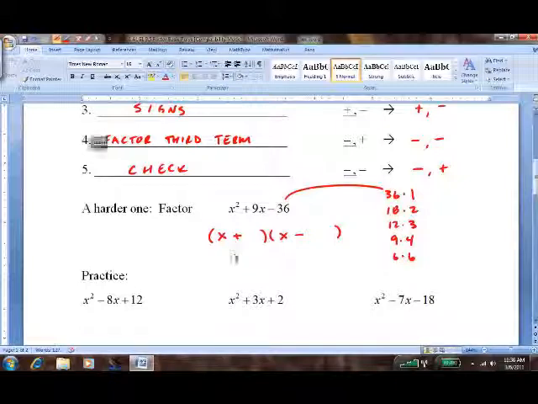Now since we have a positive and a minus here, they're going to subtract. So which ones subtract to make 9? The answer is 12 and 3. Check. Does 12 times negative 3 equal negative 36? Yes. Does 12 plus negative 3 equal 9? Yes. And that's factoring.